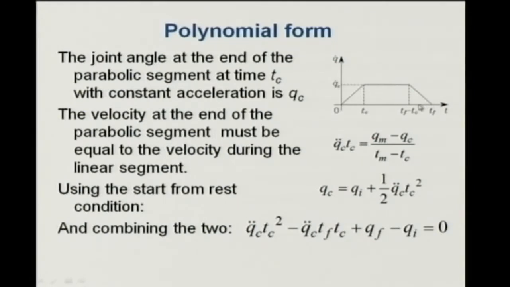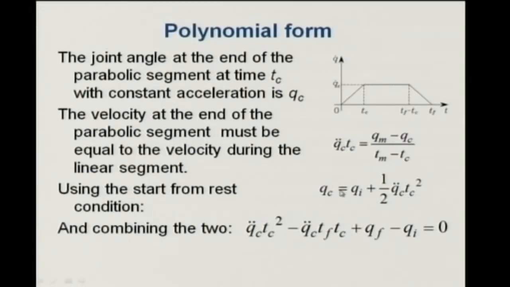So if you have a constant acceleration here, this multiplied by Tc gives you the velocity at this point. If I take the q value at Tc and the q value at the midpoint, which is qm, and divide by the time interval, I will again get the velocity. So essentially equating that these two velocities must be the same, and then using the fact that the velocity at time t equal to 0 is 0, this is s is equal to ut plus half at squared basically.